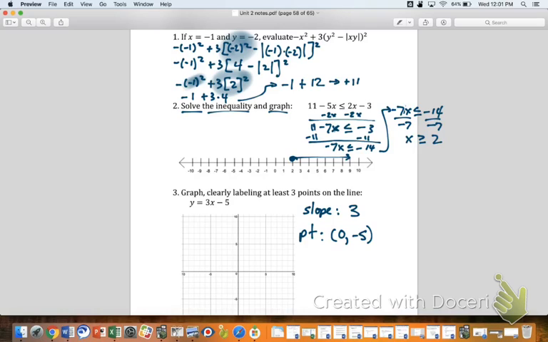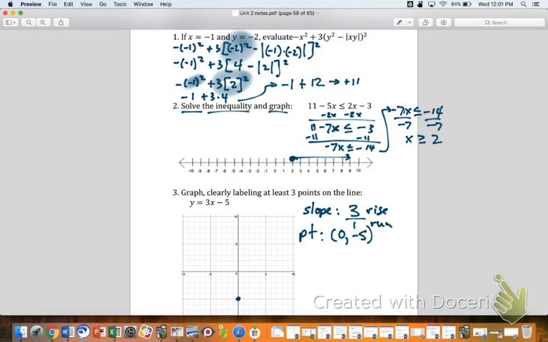Okay, so when I graph something like this, do I start off by counting the slope off, or do I plot the point first? I always plot the point first. 0, -5 is right here. My slope is 3. You might want to think of that as 3 over 1. Your rise would be 3. Your run would be 1. And so I'm going to rise 3.